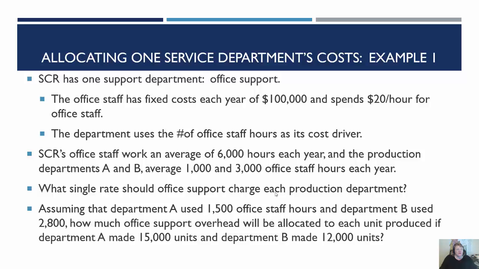Now we want to assume that Department A used 1,500 office staff hours and Department B used 2,800. How much office support overhead would be allocated to each unit produced if Department A made 15,000 units and Department B made 12,000 units?